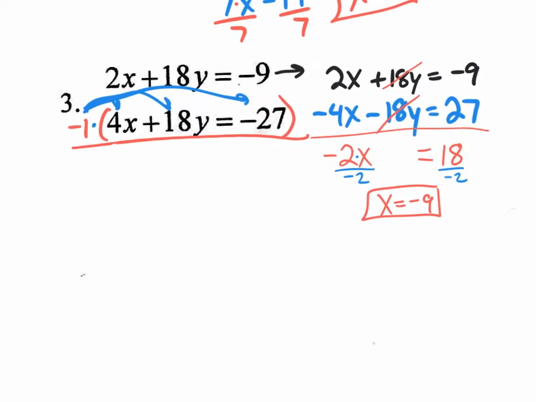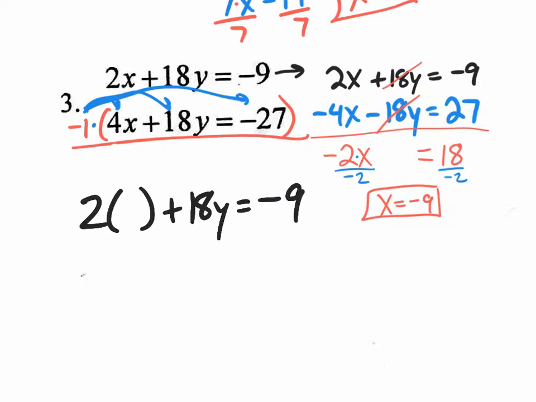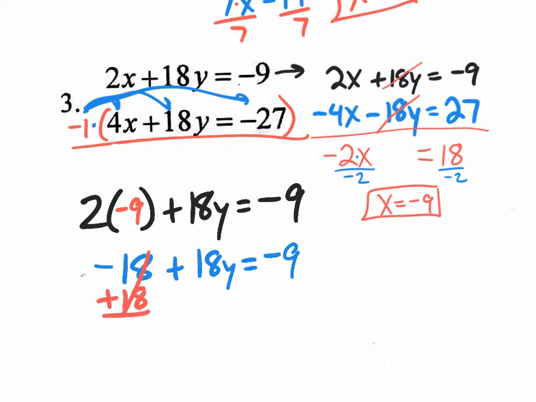And if we need another answer, all we need to do is plug it back into any original equation. I'm going to go with the top one. 2x plus 18y equals -9. Now the x value is -9. And let's do the math. 2 times -9, that's -18, plus 18y, I'm going to rewrite everything, equals -9. So to get rid of the -18, you add 18, good job. And what you do to one side, you must do to the other. So what we have left here is 18y equaling 9.